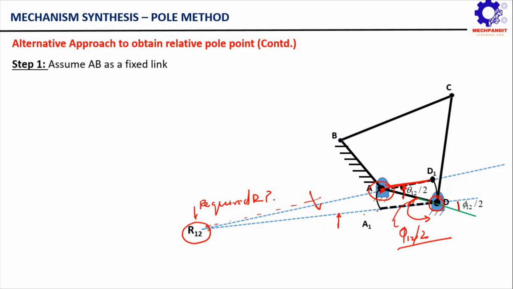Now what actually happened here when we followed this alternative approach? You can see that in this case our job has become much easier. We simply need to remember one thing: we need to rotate this link AD, one time about point A, another time about point D, through different angles. In the first case, through theta 12 by 2 in the anti-clockwise sense, and in the latter case through phi 12 by 2 in the anti-clockwise sense. Then we simply extend these lines AD1 and DA1 to mark the required relative pole point. So again, you can see our construction has become much simpler.